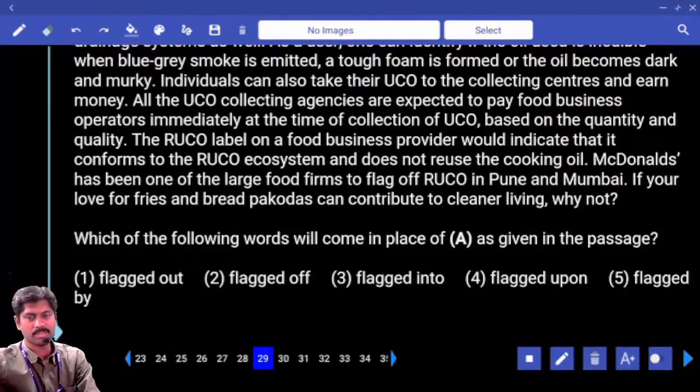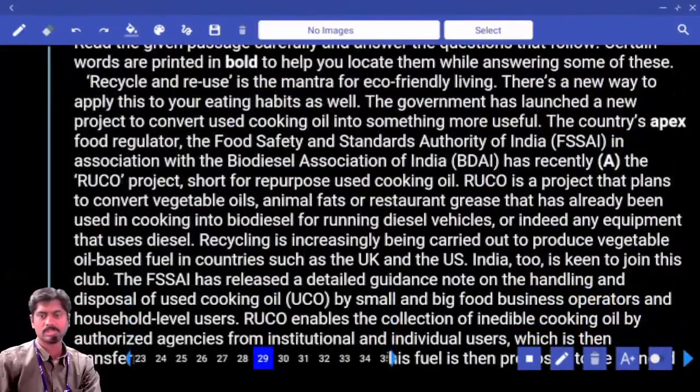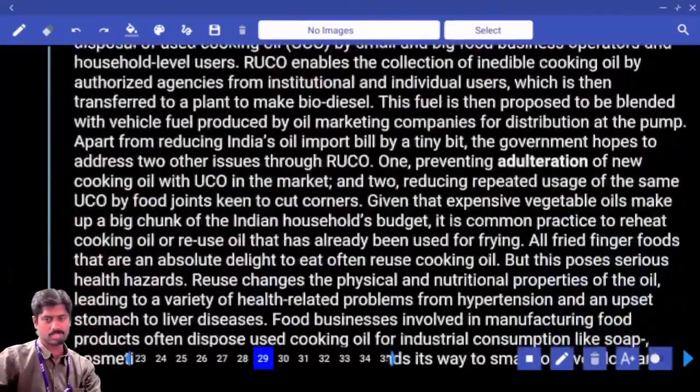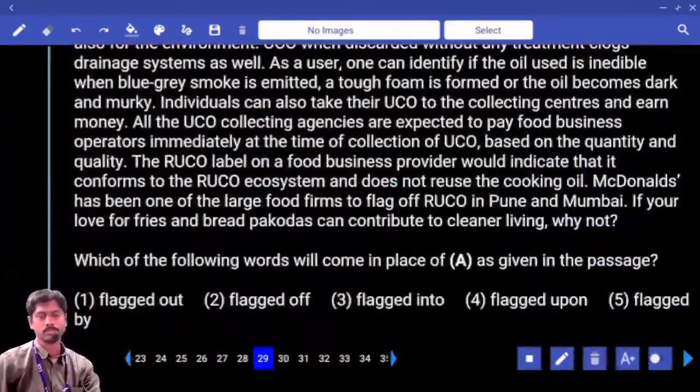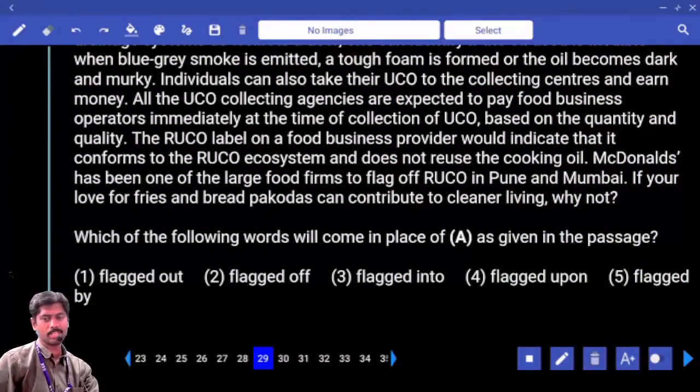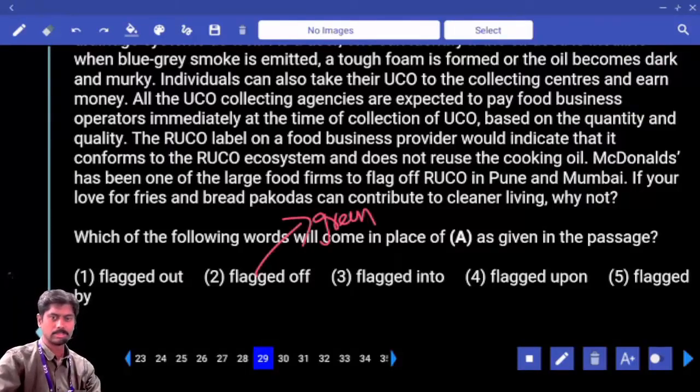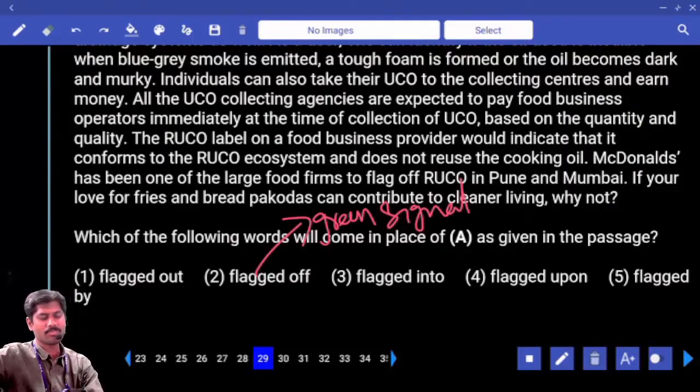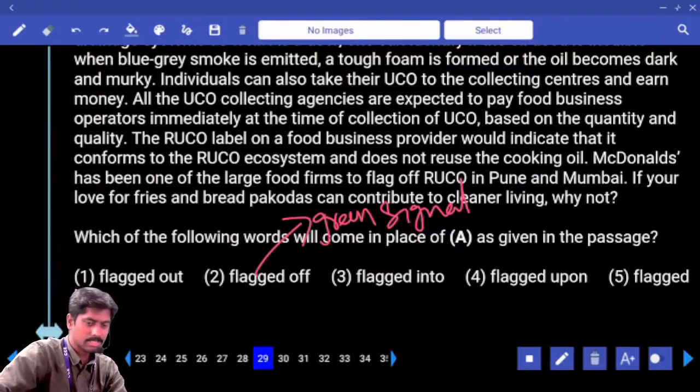Which of the following will come in place of A as given in the passage? BDAI has recently flagged the project. Flag out, flag off, flag into, flag upon, flag by. Giving green signal is called flag off. Sir, my father has flagged off my love marriage after getting the job. Condition he has kept, get a government job first. Answer is second option, flag off.